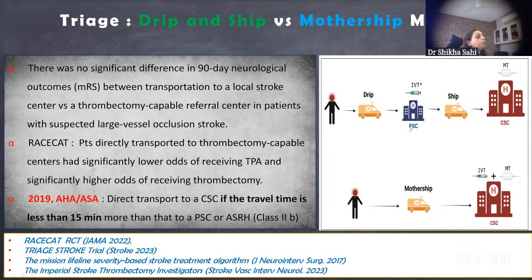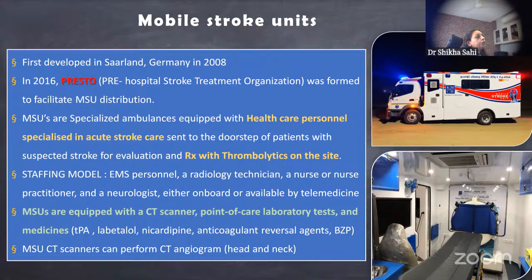Otherwise, go to the primary stroke center first and then to the comprehensive center. So the mobile stroke units. Mobile stroke units have shown improvement in outcomes of the patient.